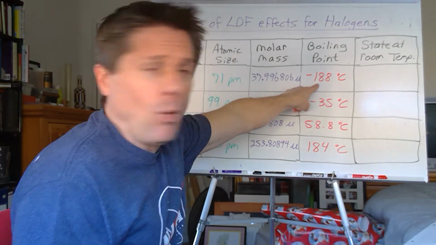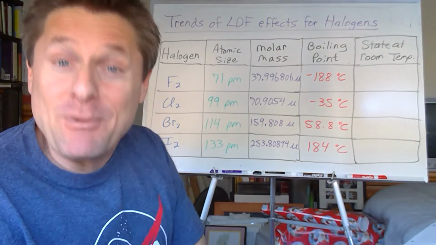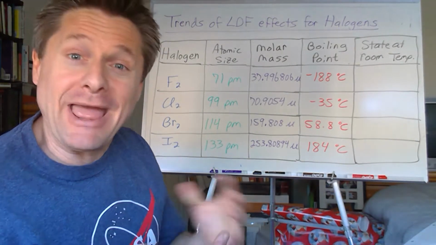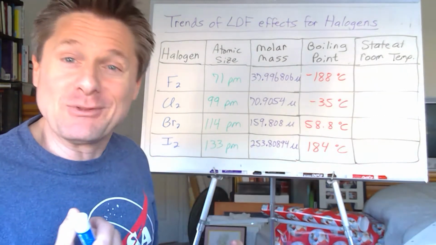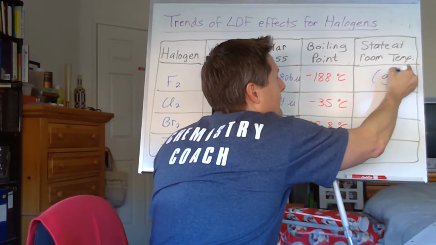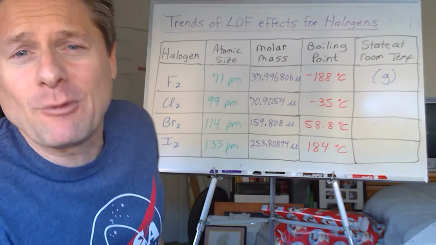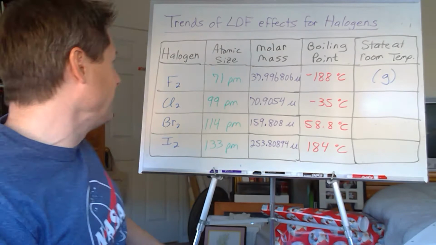Well, if it boils at negative 188 degrees Celsius, I think that would be a gas at room temperature. The thermal energy at room temperature is enough to break those London dispersion forces. And so you'll see fluorine as a gas. And if you ever are around a fluorine gas leak, run!